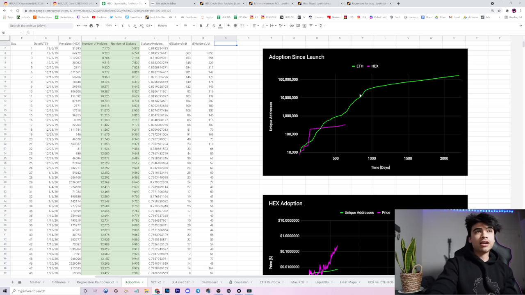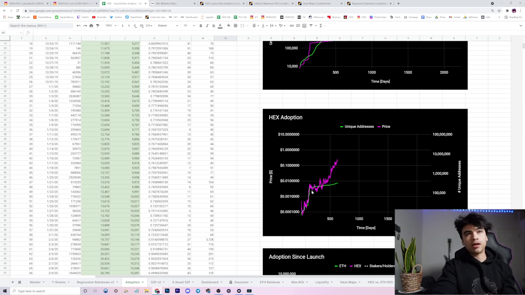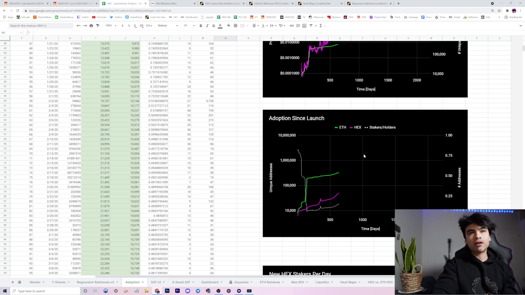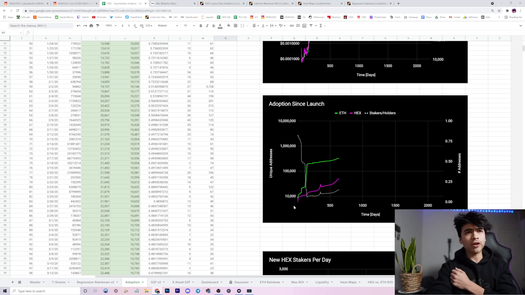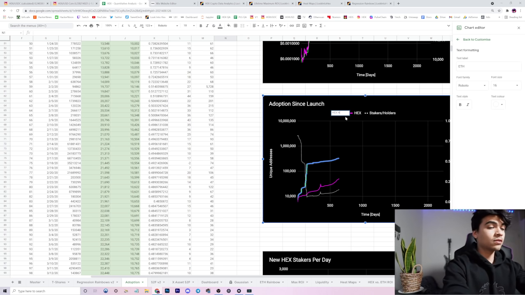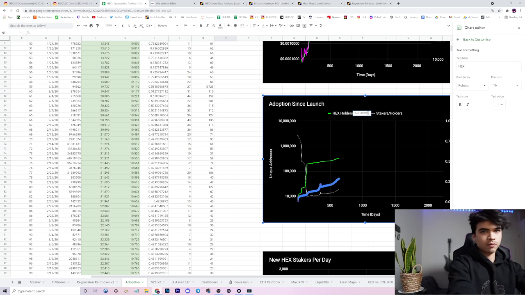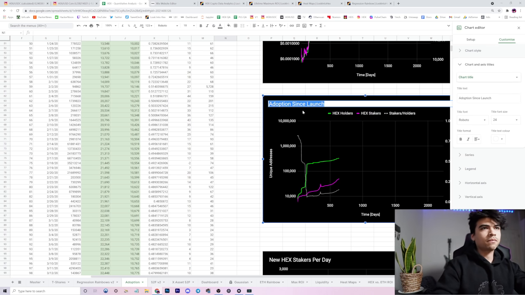We can do HEX versus ETH in terms of unique addresses. We can do HEX unique addresses and price overlaid, so you can kind of see how it responds to it. We can also do, you know, this is not right. This is HEX holders. I wasn't expecting to show these, but hey, you get a little bit of a sneak peek. HEX holders versus stakers. Let's just do that for now.